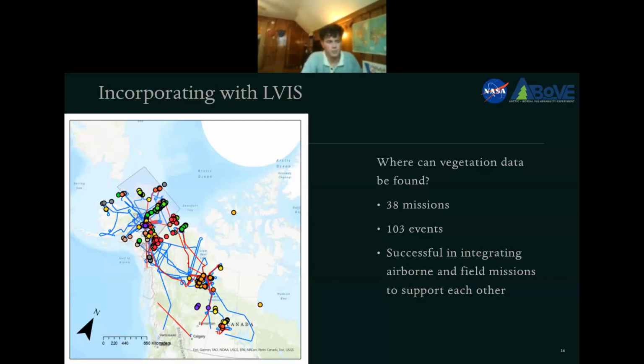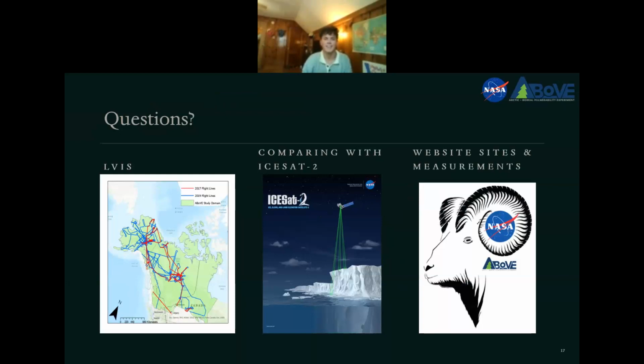And this sort of brings me to my conclusion, which is that from the field to the sky to space, ABoVE has successfully planned its missions to integrate varied data sources, providing diverse observation of the ABoVE domain so that this campaign can produce the best science possible. Thank you, and I'll take questions if anyone has any.